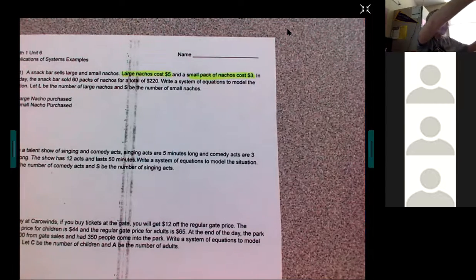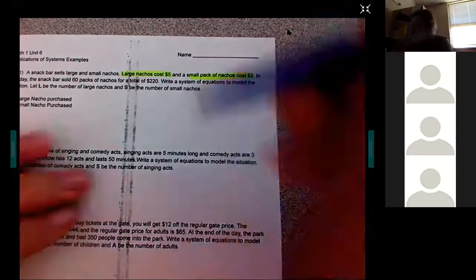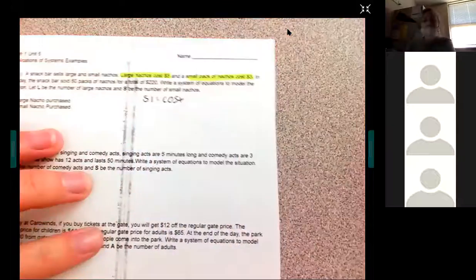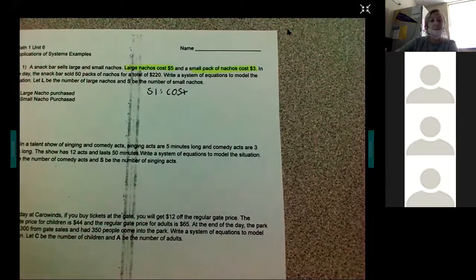Cost. Extra credit. The subject is the cost of the nachos, not just nachos. We're talking about nachos, that's what the very first sentence said. But the subject, you have to be specific, is the main idea or the main topic. It's the cost of the nachos. So everybody look what I'm going to write. Subject 1 is cost. I want you to write what I write. People at home, you don't have to write the problem, but write subject 1 is cost.